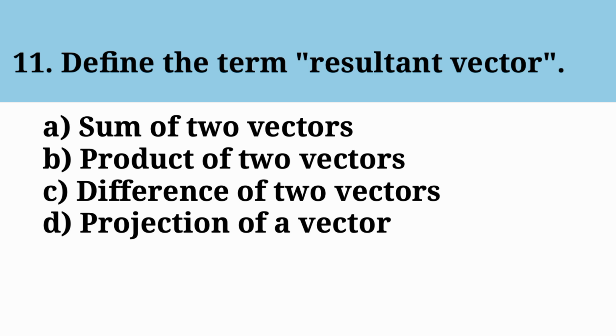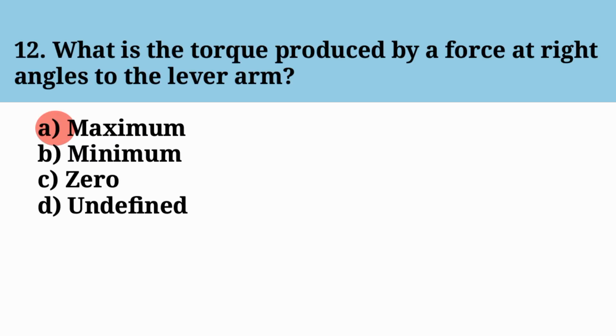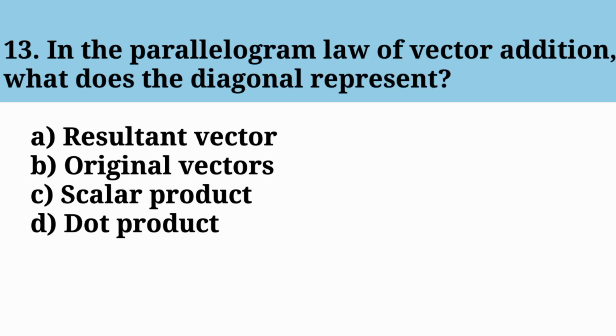Define the term resultant vector. Option A, sum of two vectors is correct. What is the torque produced by a force at right angles to the lever arm? Option C, 0 is the correct option.